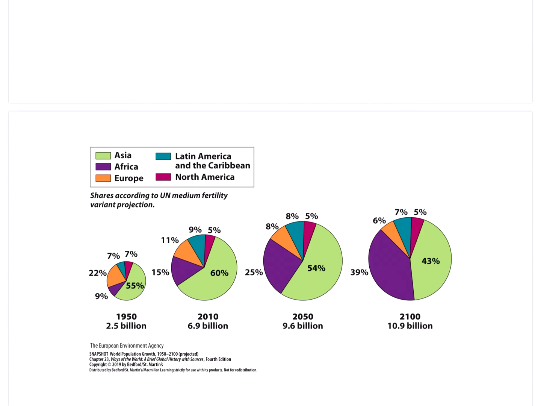All right, Snapshot: world population growth, 1950 to a projected 2100. The explanation for this massive demographic change lies in lower death rates. In 1945, roughly 20 people died each year for every 1,000 people in the world's population. By 2014, that figure was 8.